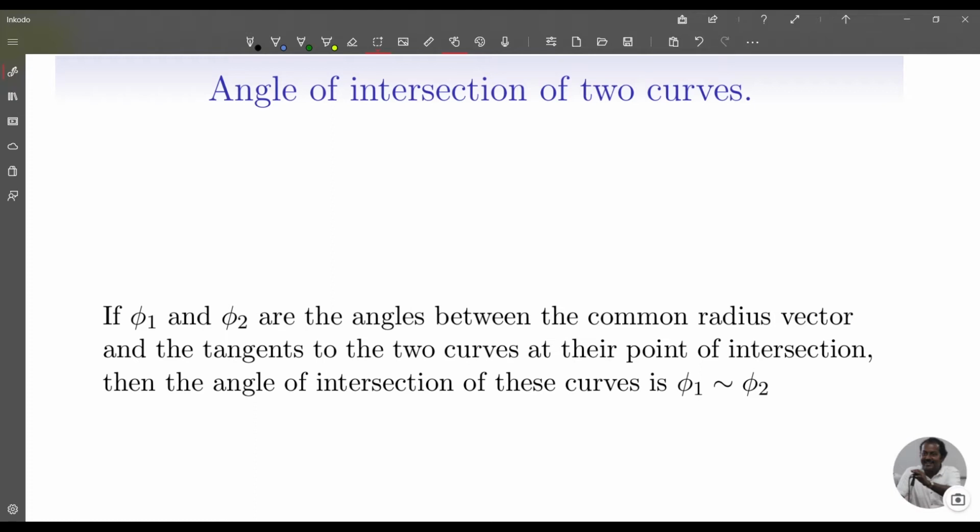Today we discuss the angle of intersection of two curves. If phi 1 and phi 2 are the angles between the common radius vector and the tangents to the two curves at their point of intersection, then the angle of intersection of these curves is phi 1 minus phi 2.